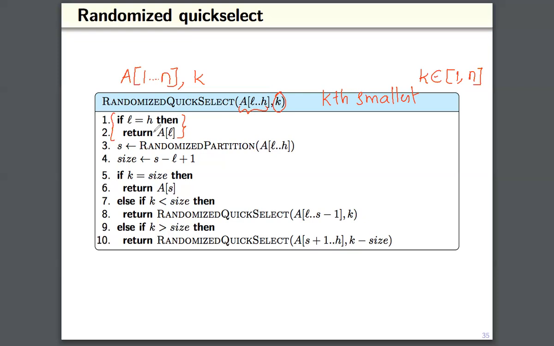If L is equal to H, then return A of L. So why did we return A of L? The kth smallest element always exists if K is in the range 1 to N. There should be a first smallest element, second smallest, third smallest, and so on. Okay, next. So this is the base case. And let's see the recursion case. In the recursion case, what do you do? You partition the array.